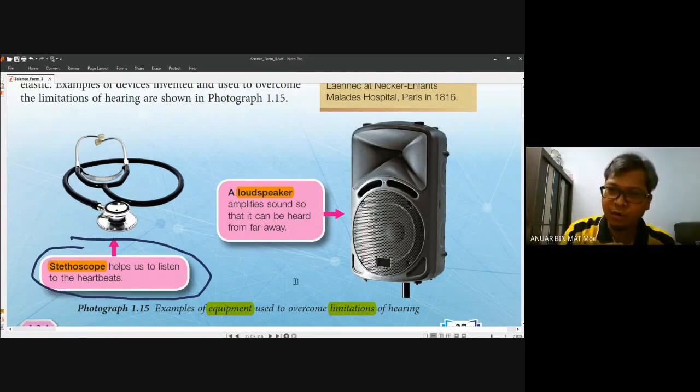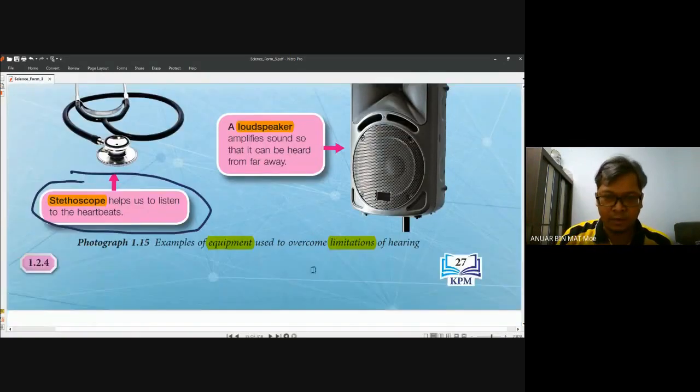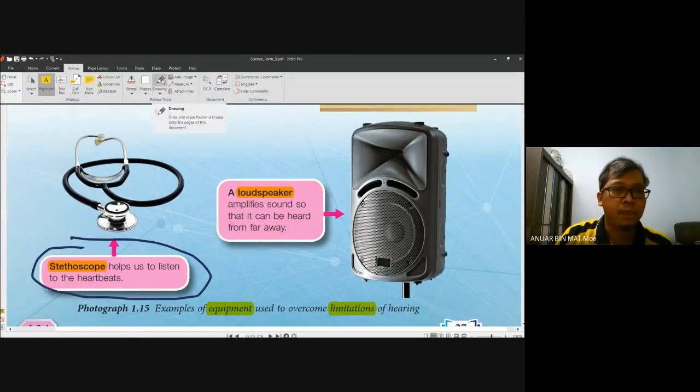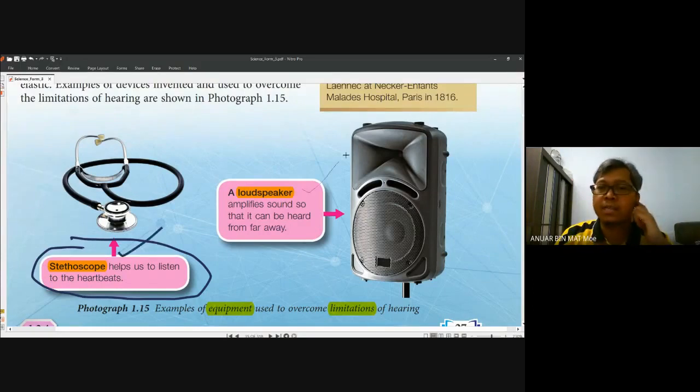You got the microphone, right? And then you got the amplifier, and then you got the speaker. And then every people in the assembly, contohnya ya, kalau semua orang di perhimpunan itu boleh dengar. Tak ada yang tak boleh dengar. Because of the loudspeaker, right? Ini contohlah ya, loudspeaker and stethoscope. To overcome our limitation of hearing. Okay?